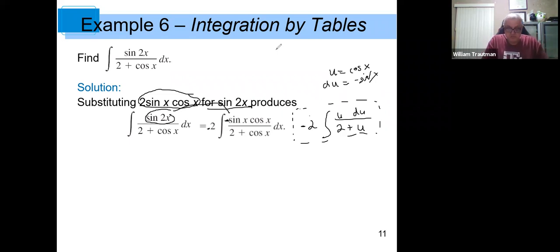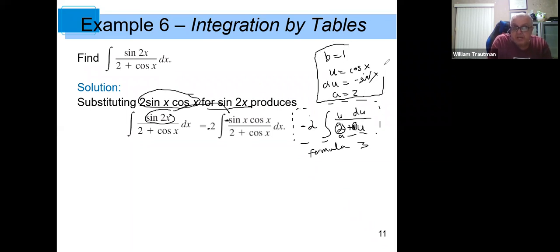And if I look on my formula sheet, look at formula 3. By the way, a equals 2, the constant equals 2, so we're calling that a. And sure enough, we have a b. B equals 1, the number in front of u down on the bottom, there's a 1, so that's b. So this is what we have, and we're using formula 3.